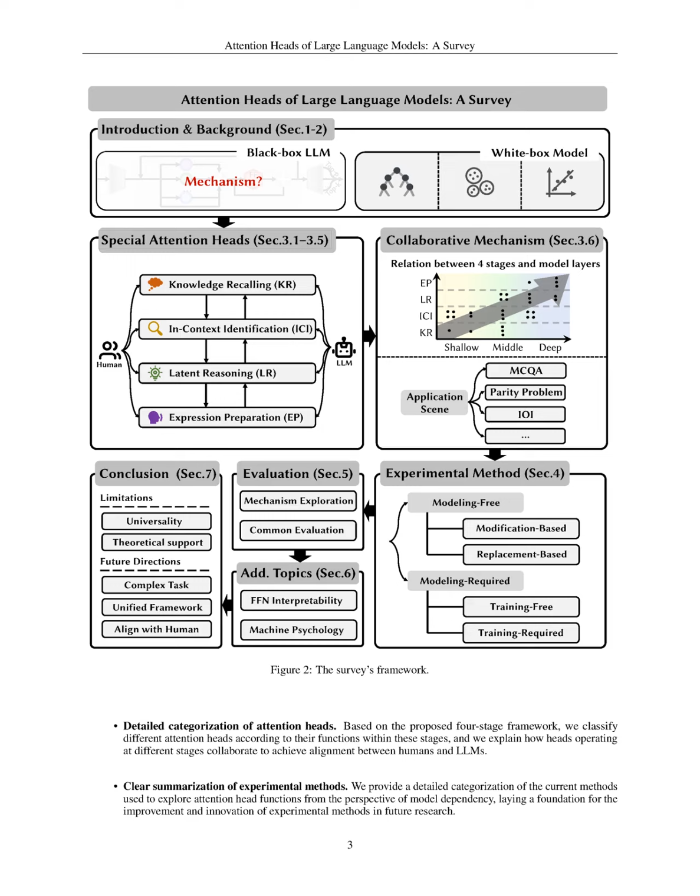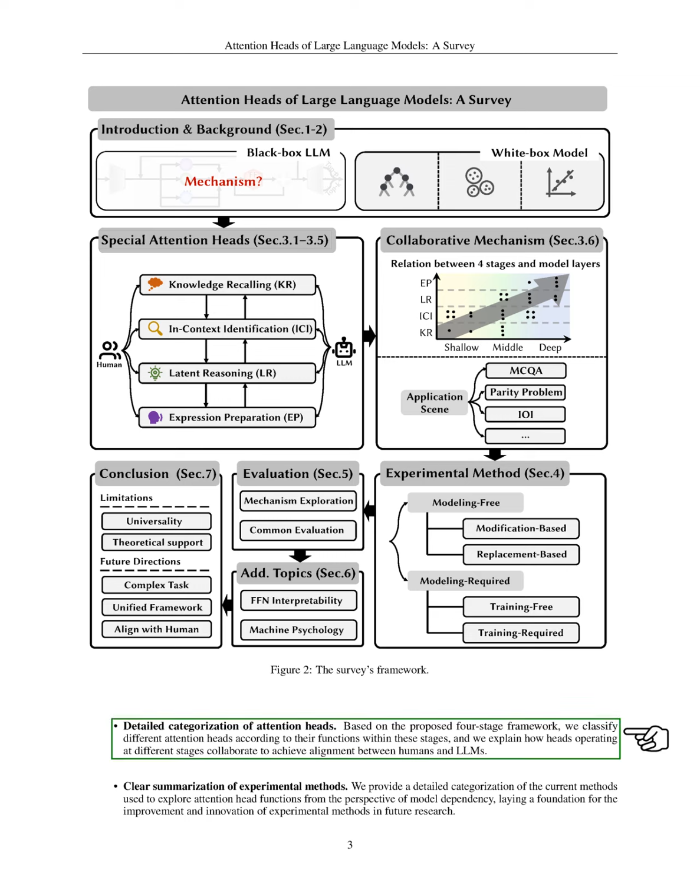Section Summary. In this section, we explore how attention heads in a language model collaborate across different layers to perform tasks, such as identifying correct answers or positions in sequences, by utilizing query and key vectors. We also discuss methods for uncovering the specific functions of these heads, categorizing experimental approaches into modeling free and modeling required, with a focus on techniques like activation patching and ablation studies to analyze their impact on model outputs.